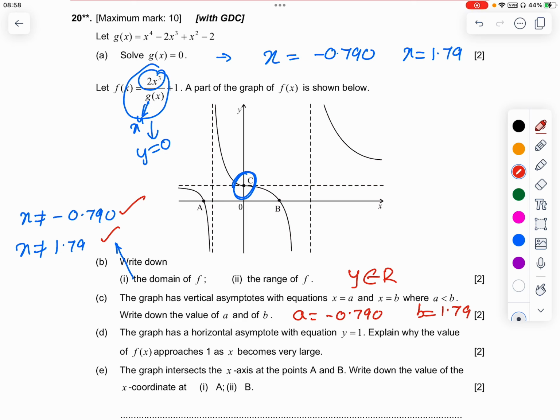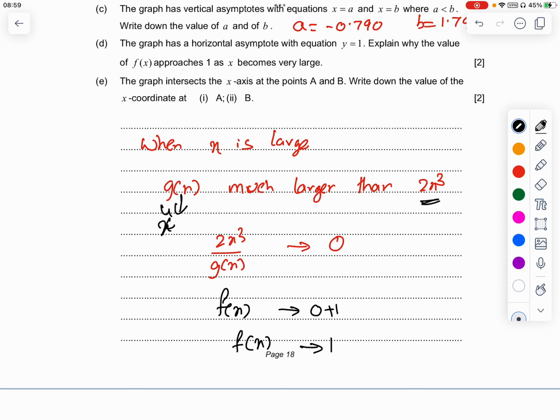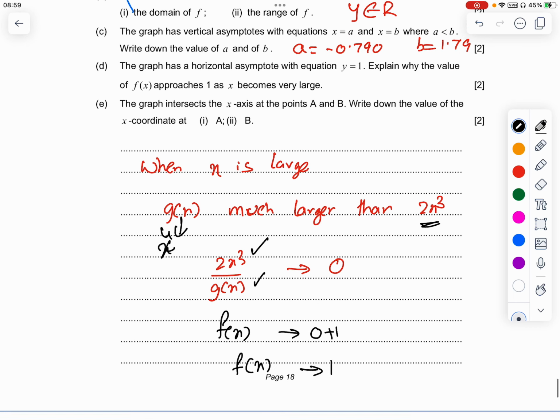That is the reason. So when x is large, g of x is x power 4. It becomes much larger than 2x cube. So the numerator is smaller than the denominator. So this value will become smaller and smaller and smaller, which approaches 0. So f of x will be approaching 1.